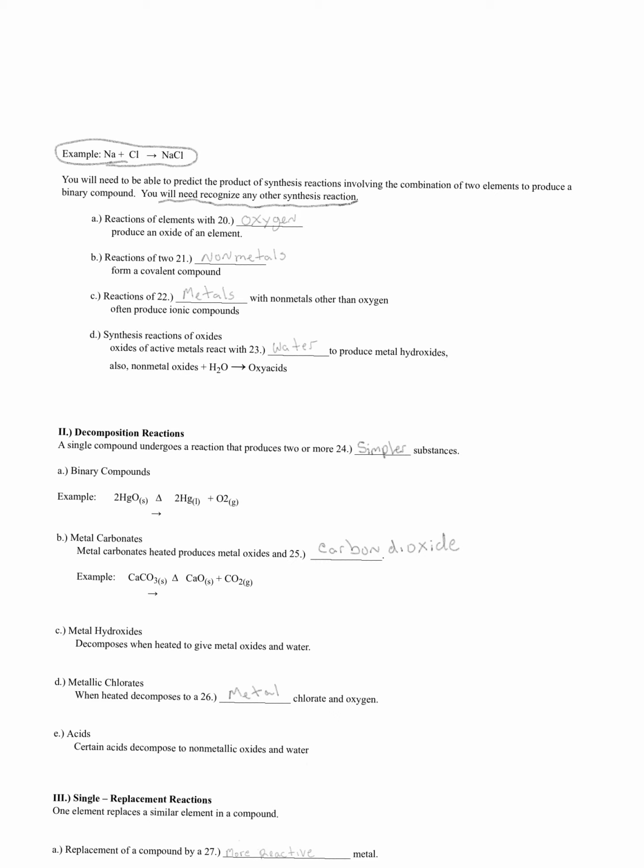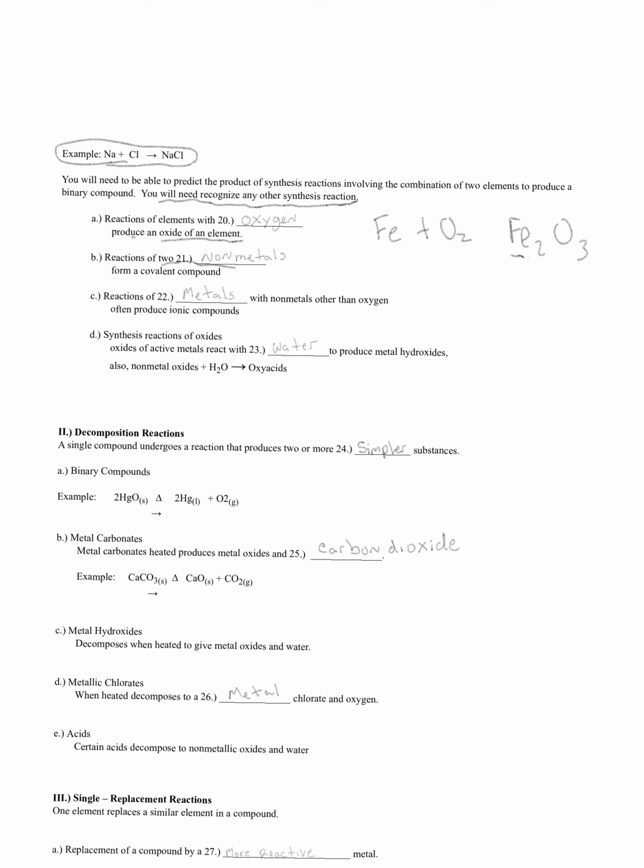Reactions of elements with oxygen produce oxides of the element. Think of rust, iron. You have Fe, which is iron. If I add oxygen to it, I'm going to make Fe2O3. All right, so I'm going to make iron oxide. And obviously this is not a balanced chemical equation. This would be an oxide of iron.